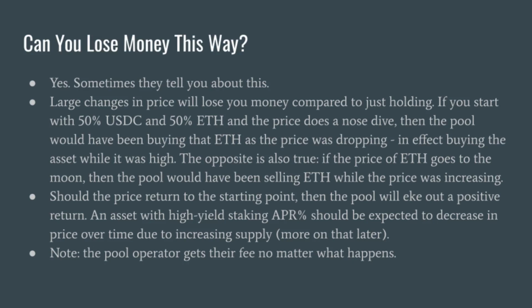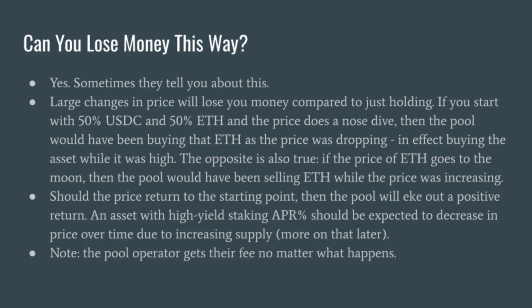Now, can you lose money this way? Again, of course. Unsurprisingly, this is not explained as much. Large changes in price will lose you money compared to just holding on to these assets. If you start with 50% USDC and 50% ETH and the price takes a nosedive, then the pool would have been buying ETH as the price was dropping, in effect, buying the asset while it was high. The same happens on the other side.